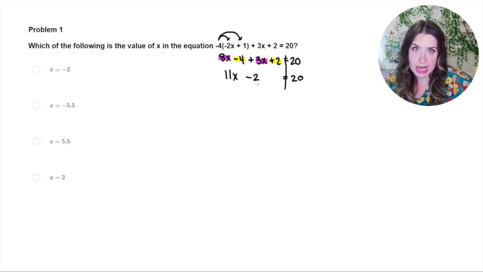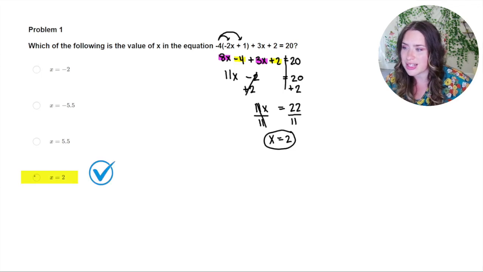Now I want to get rid of this -2 by adding its opposite. So I'm going to add 2 to both sides of the equation because that's going to cancel out to 0. And I'm going to get 11x equals 22. One final step here to get rid of the 11x, which means 11 times x. We're going to divide both sides by 11 since division is the opposite of multiplication. That's going to cancel, and we're going to get x is equal to 2 as the solution to this problem, which, if we look over here, is right here. X equals 2 is our answer.